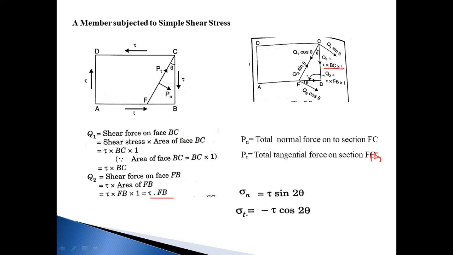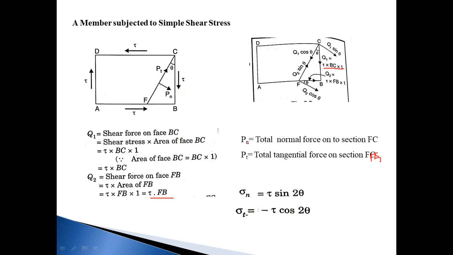And Pt, the tangential force, is from Q1 cos theta and Q2 sin theta. Q1 cos theta is in the downward direction, Q2 sin theta is in the upward direction. So consider Q2 sin theta positive and Q1 cos theta negative. Then normal stress is Pn divided by area of FC, and tangential stress is Pt divided by area of FC.